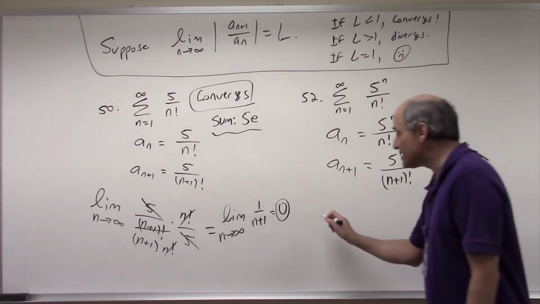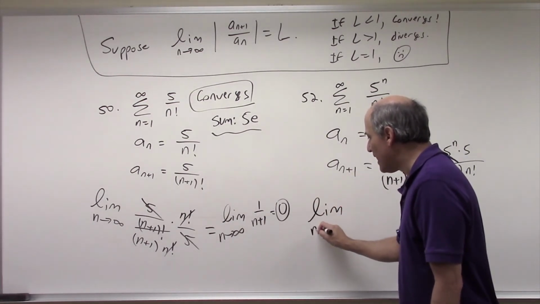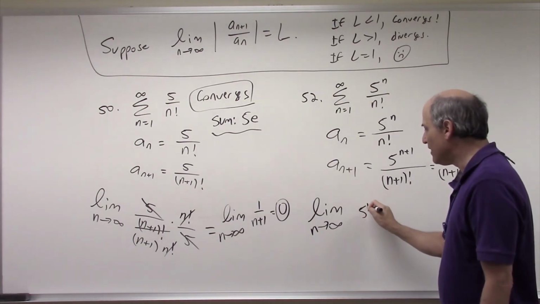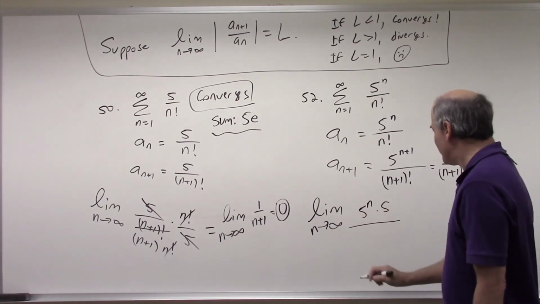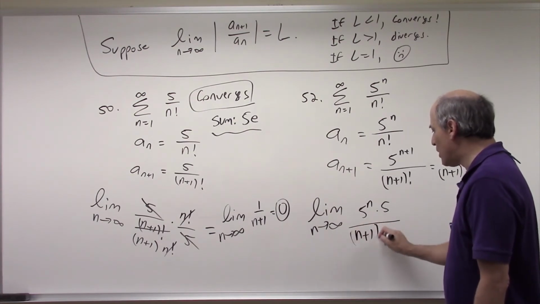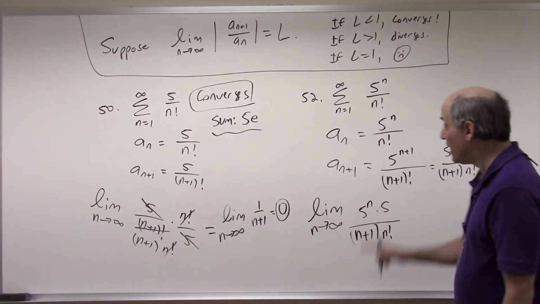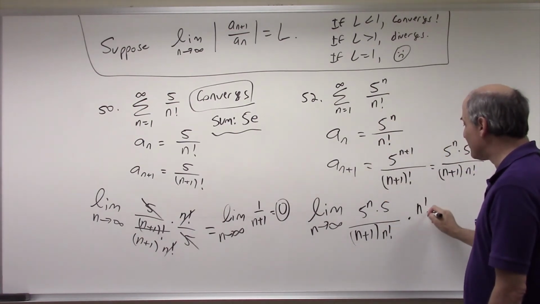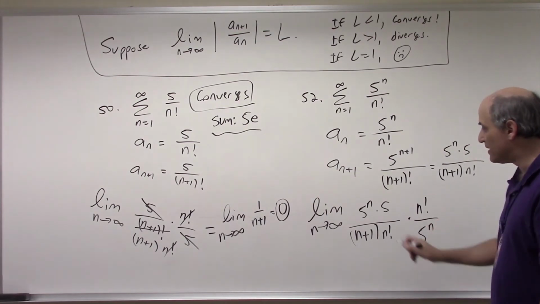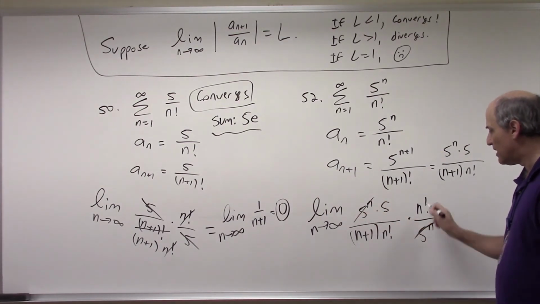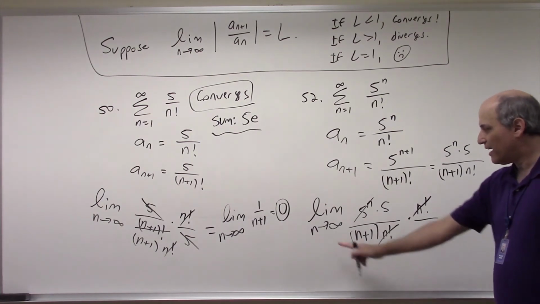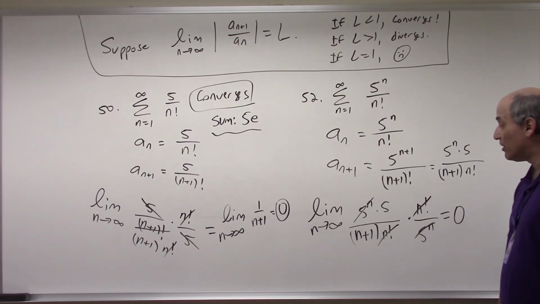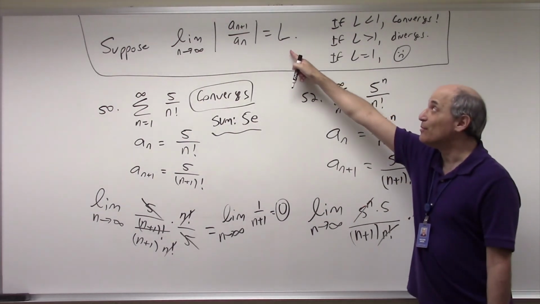So the ratio test says I should look at the limit as n approaches infinity of this thing, 5 to the n times 5 over n plus 1 times n factorial, divided by this thing, so I'll just flip and multiply. That'll give me n factorial over 5 to the n. So these cancel, and as n goes to infinity, 5 over infinity goes to 0, I did get a limit.